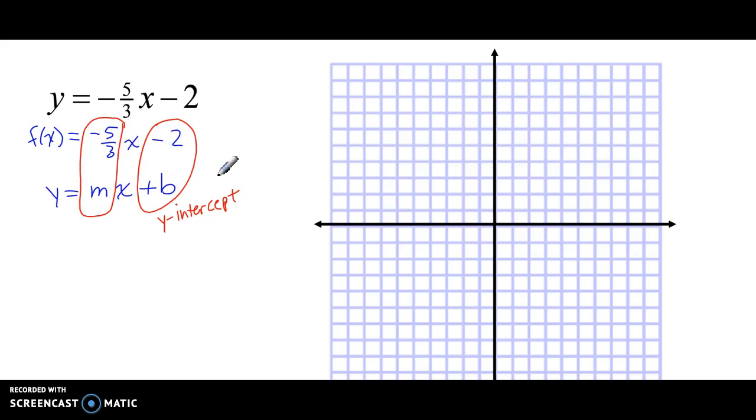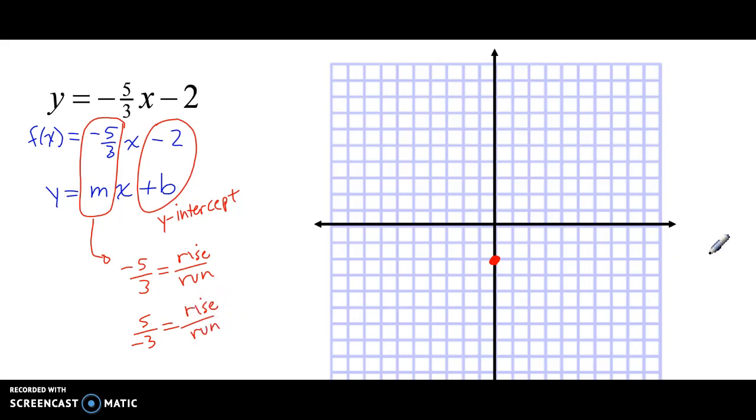In this graphing technique, you start by plotting the y-intercept on the y-axis at whatever value it's supposed to be. In this case, it's supposed to be -2. And then you use the slope of -5 over 3 to rise and run an appropriate amount. Now, when you're talking about a negative slope, one thing that students often forget is that the negative can be the rise, or the negative can be the run, depending on what you want to do.